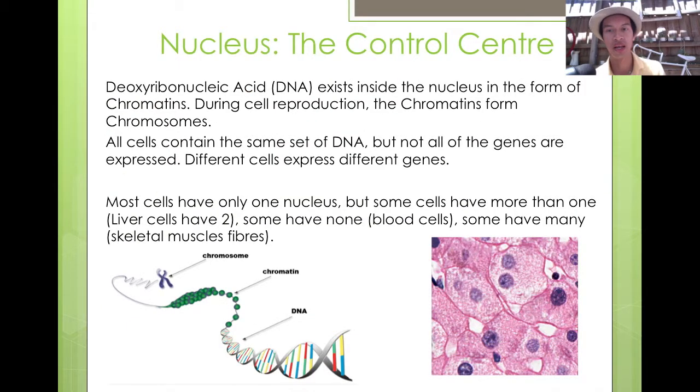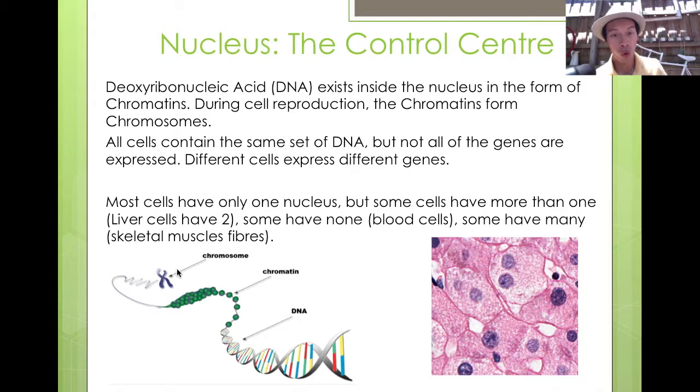So DNA exists inside the nucleus in the form of chromatin. That's the structure of the DNA. DNA is this double helix strand, but when it gets wrapped up and condensed, it forms these little kind of circular things called chromatin, and then they too get folded together, and eventually it folds together to form a chromosome. During cell reproduction, the chromatin forms the chromosomes that you kind of see when we were looking at genetics and stuff like that.